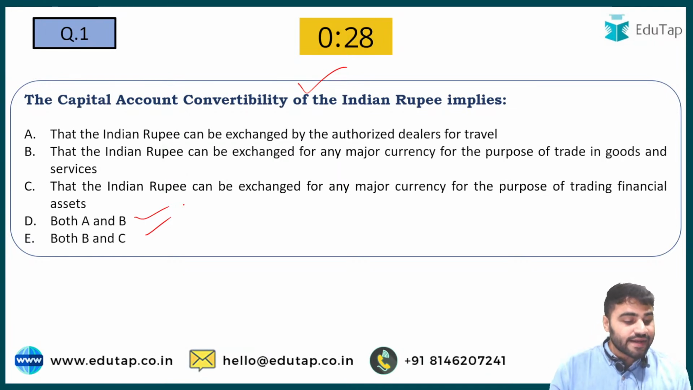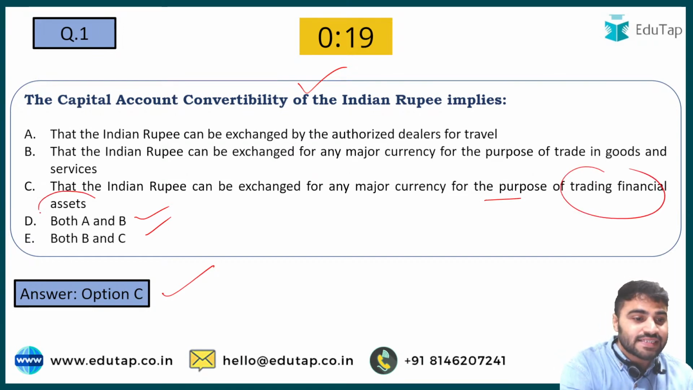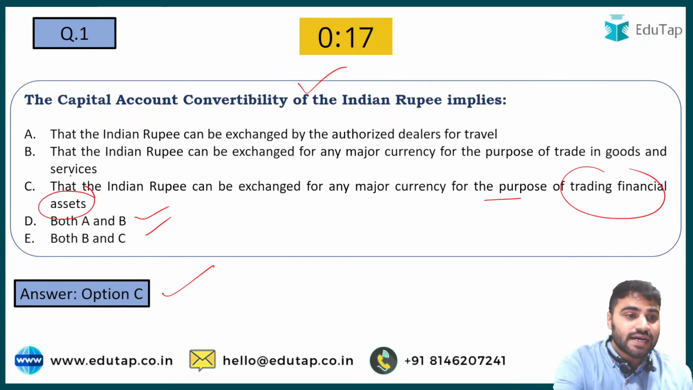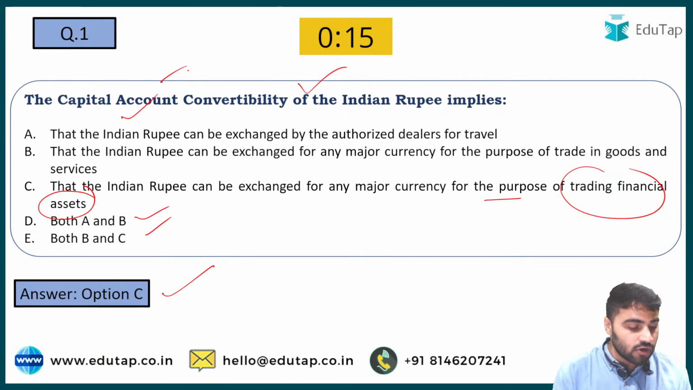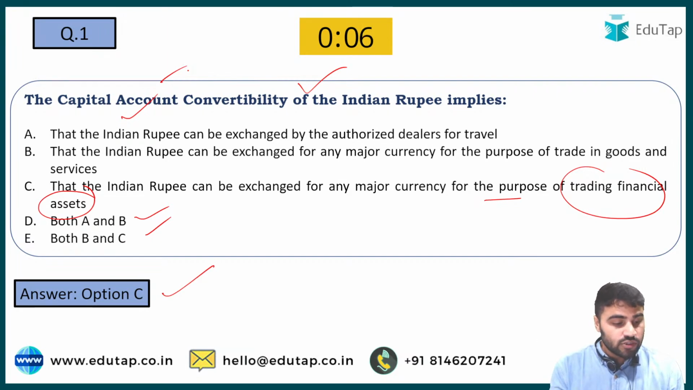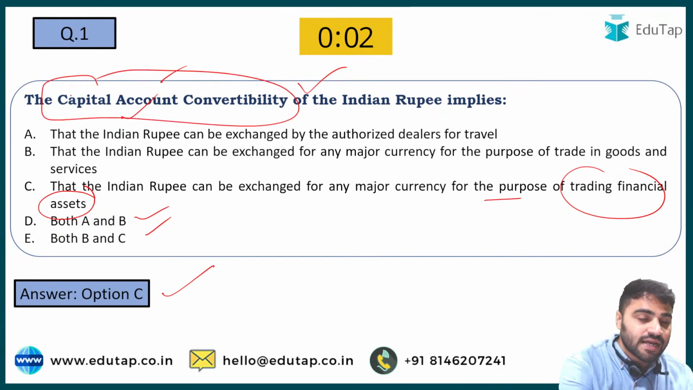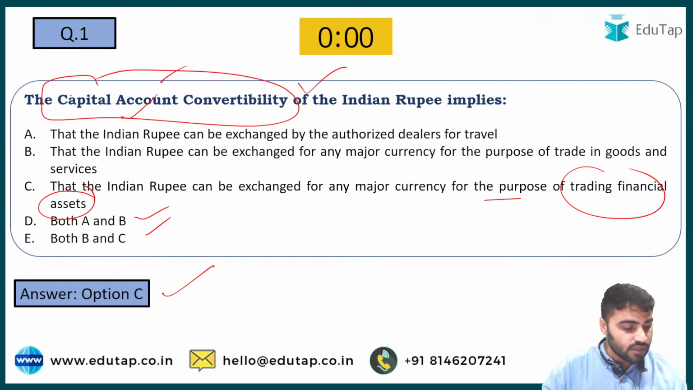Okay, so let's see the right answer for this question. The right answer is option C, that the Indian rupee can be exchanged for any major currency for the purpose of trading financial assets. Guys, here we are talking about capital account convertibility and not the current account convertibility, right? That is why I've been saying throughout my sessions that you have to read the question carefully and mark the keywords mentioned in the question. Here the keyword is capital account convertibility. So those who are saying option C, their answer is correct, right?